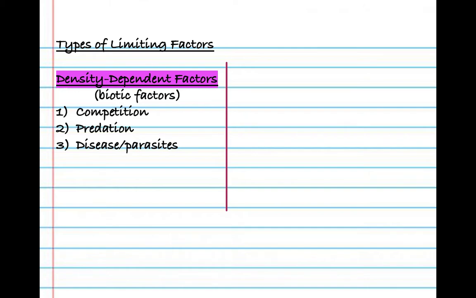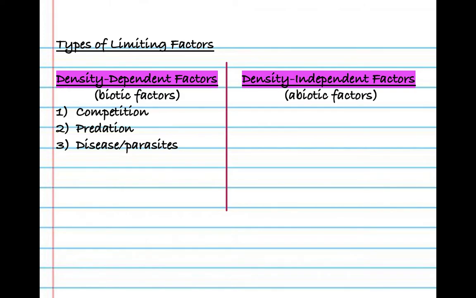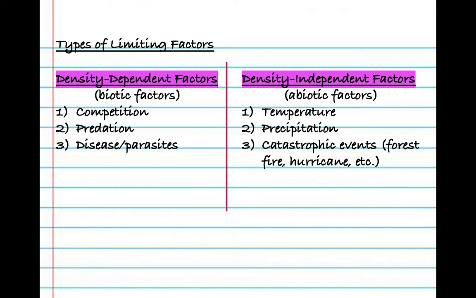Okay, so those are our three density dependent or biotic factors. We also have density independent or abiotic, non living limiting factors. The first is temperature. Most organisms are kind of hardwired to thrive at a certain range of temperatures. If you exceed it, whether getting too hot, too cold, they're not going to survive. Precipitation is going to impact population growth. So, really, we're talking about access to water in some cases, and then catastrophic events.